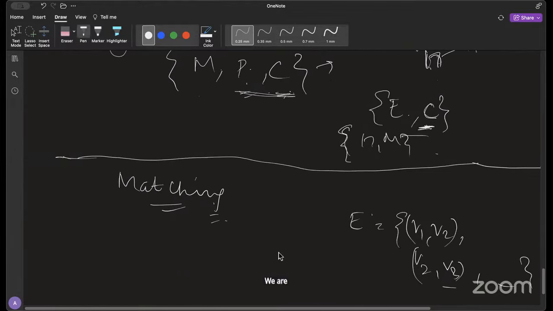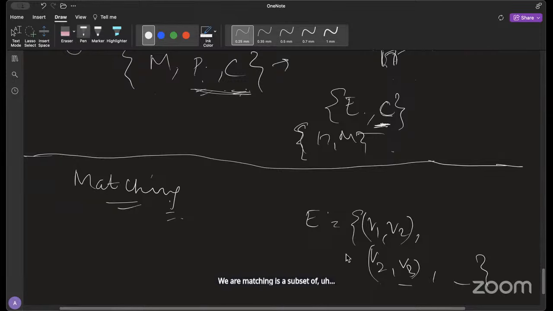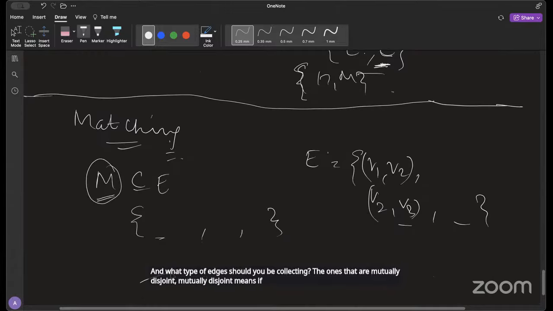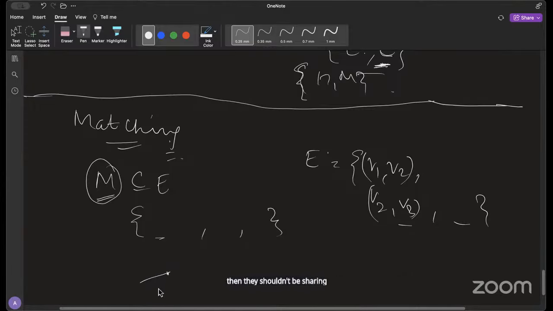So your matching is a subset of the set of edges. And what kind of edges do you collect here? Let's say this is M. So M is a subset of E, and you will be collecting edges here. The ones that are mutually disjoint. Mutually disjoint means if you have two edges, then they shouldn't be sharing a vertex.